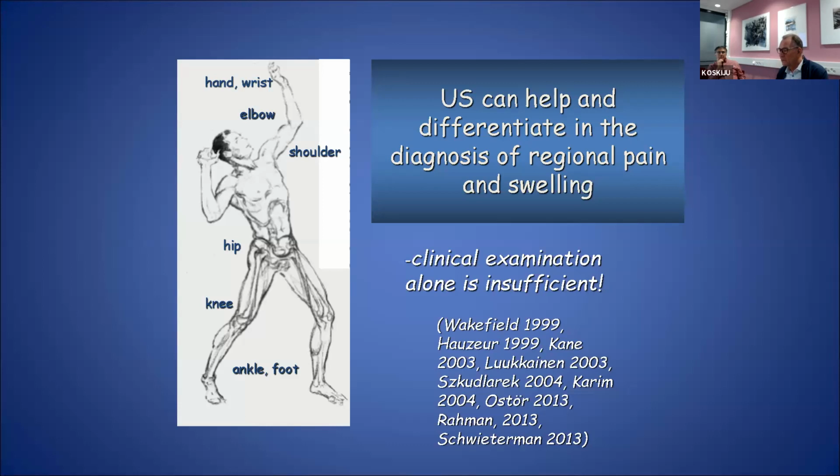Ultrasound is very helpful for differentiating and for diagnosing regional pain and swelling in all limb joints and anatomic areas. There are numerous studies to show that clinical examination alone is insufficient. That's why we need different imaging modalities like ultrasound. We need also X-rays, MRI, CT, and so on. We need them all.